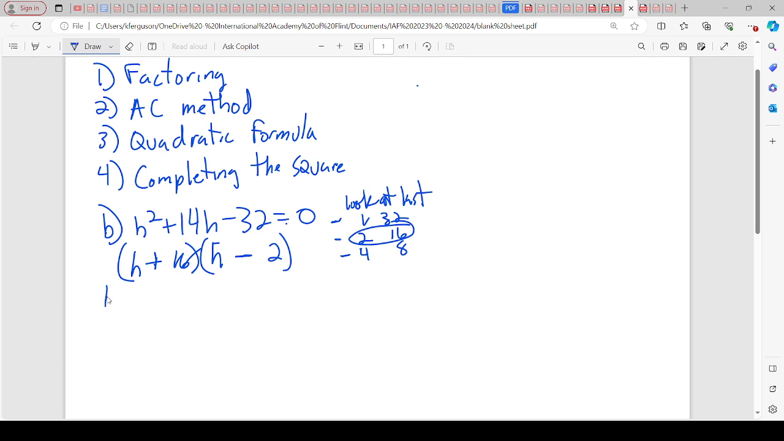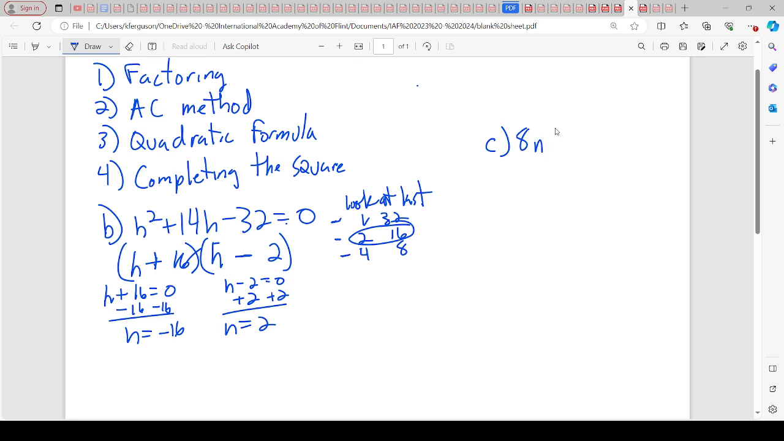The last thing I do is take those and set them equal to 0 and then solve. So h plus 16 equals 0. I subtract 16 from both sides and I get h equals negative 16. h minus 2 equals 0. I add 2 to both sides and get h equals positive 2. So those are my solutions for that quadratic equation: negative 16 and positive 2. Now let's look at C.